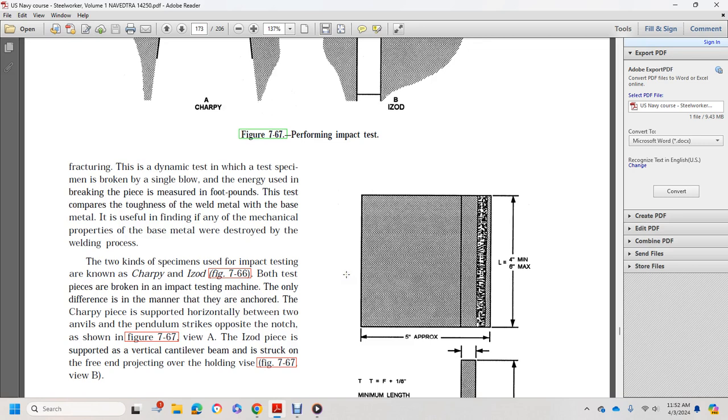Impact testing is a dynamic test in which the test specimen is broken by a single blow, and the energy used in breaking the piece is measured in foot-pounds. The toughness of the weld metal is compared with the base metal, since any loss in the mechanical properties of the base metal will destroy the welding process.